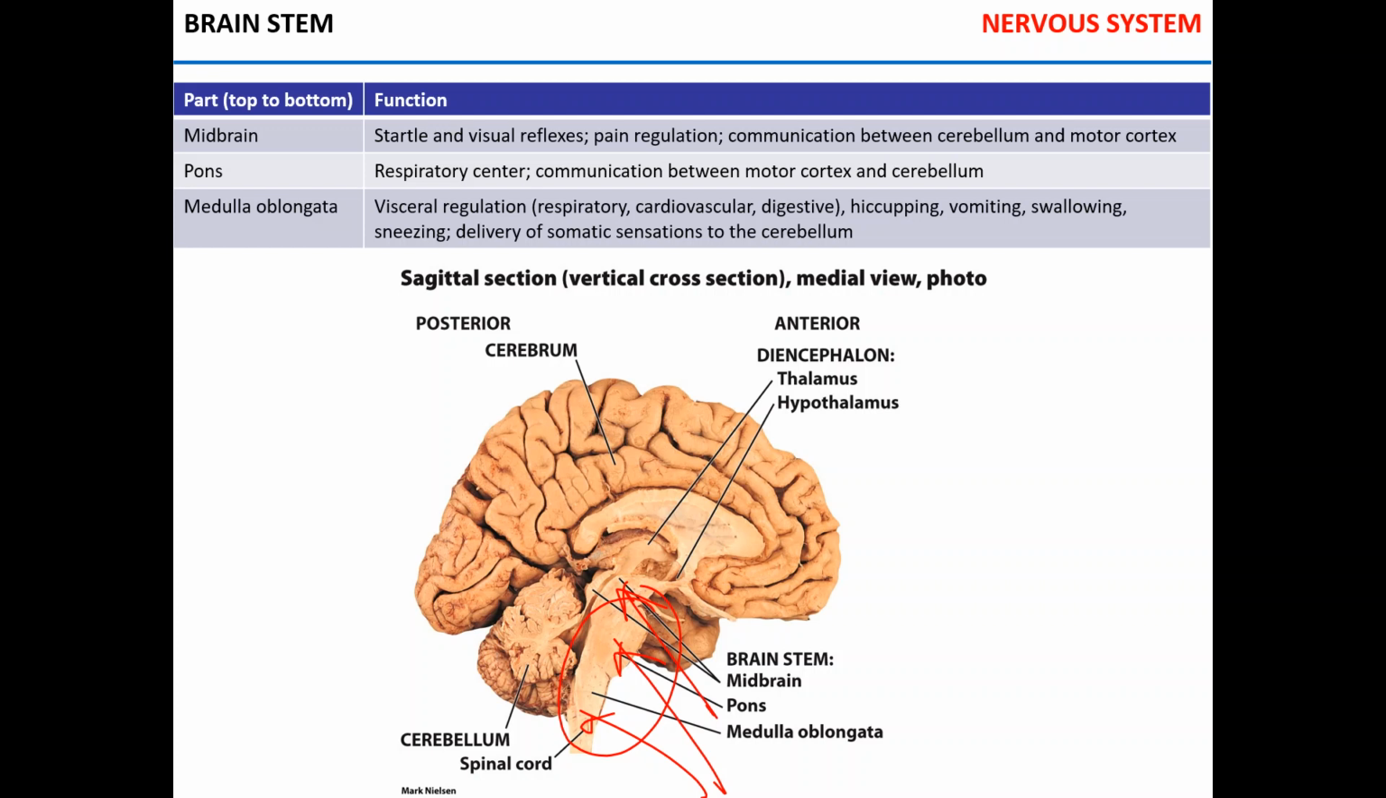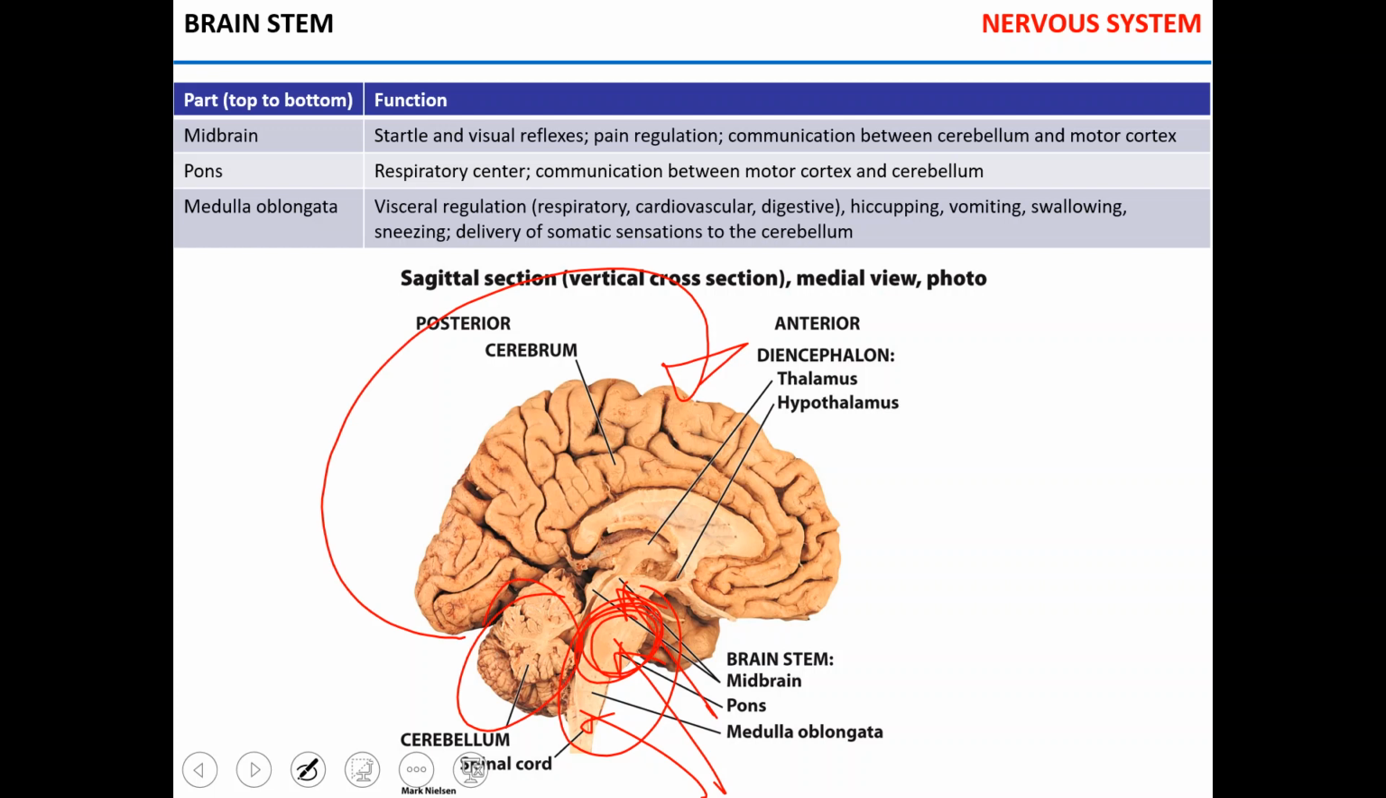For instance, the midbrain controls visual reflexes, like following a moving object with your eyes, and the startle reflex, when you raise your head when you hear a loud sound. It regulates pain and allows communication between the cerebellum and the brain. The pons here, that bulging part, contains a respiratory center.